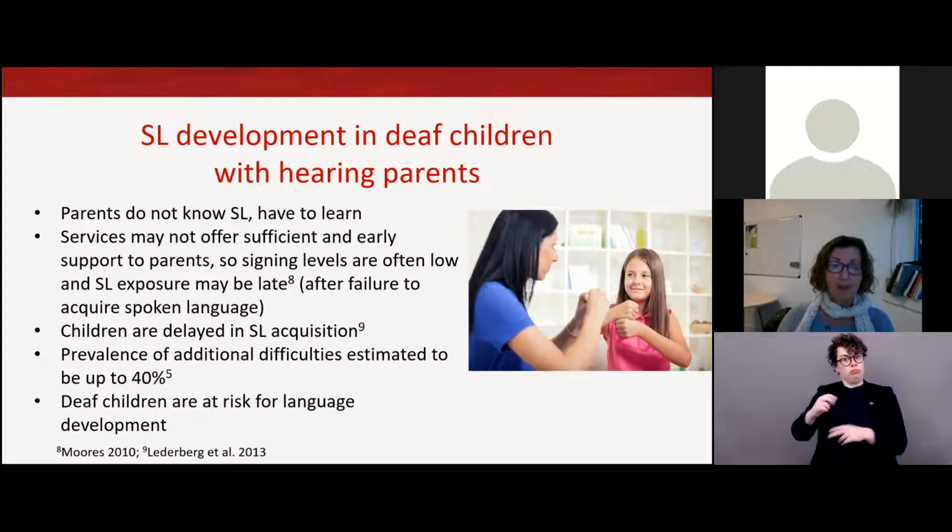The other thing we need to think about is the high prevalence of additional difficulties in deaf children. Depending on which research you look at, the figures do vary, but up to 40% of deaf children may have additional difficulties which may impact their ability to learn a language. Because of all these reasons, deaf children are at risk for language development, which means we need to be monitoring their language development, not just in spoken language, but also in sign language.